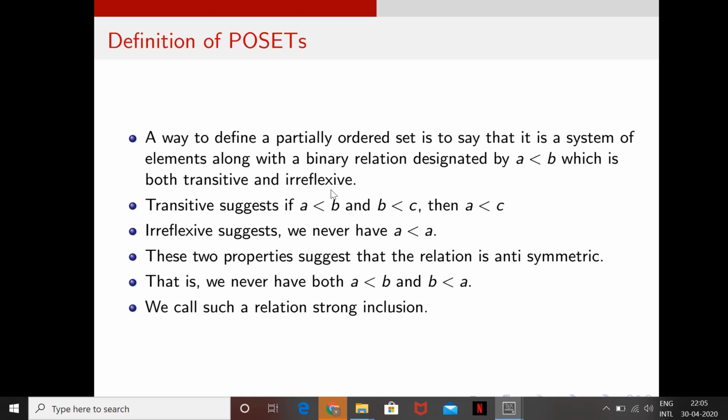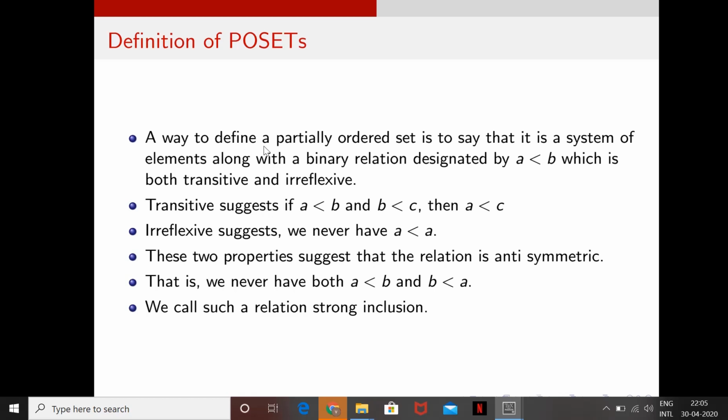Now for understanding irreflexive, let's talk about the term reflexive first. A relation R on X is said to be reflexive if for all x belonging to X, x relates to x. Now for irreflexive, just take the negation of the statement. Now let's go through the definition of posets again. By understanding these three terms, now you will get a better view of the definition.